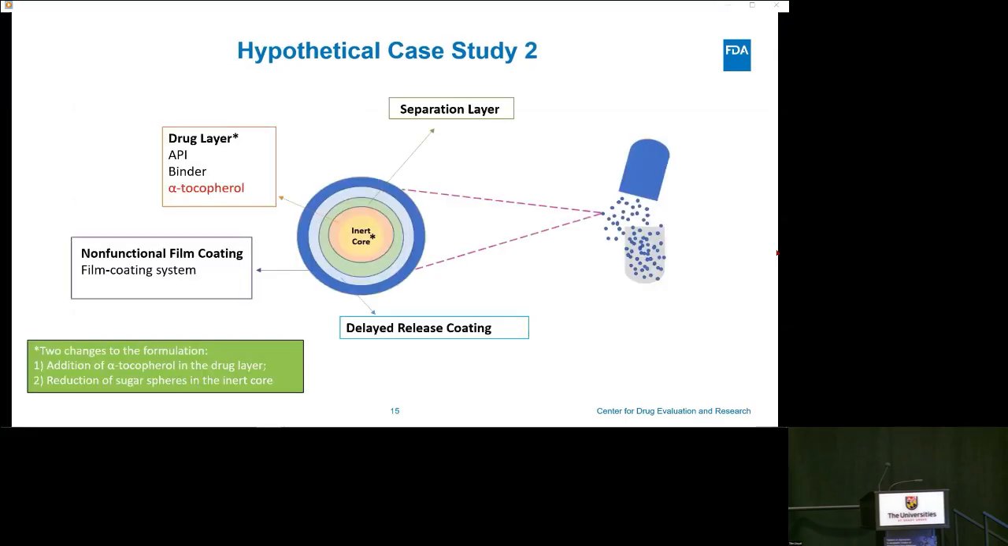Here's the figure of the formulation design of this delayed release drug product. As you can see, the antioxidant was added to the drug layer and the amount of sugar spheres was reduced in the inner core.